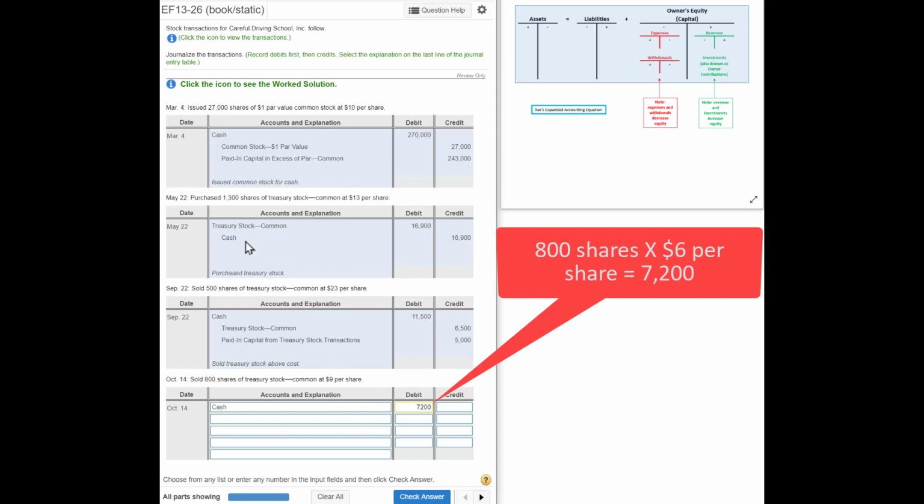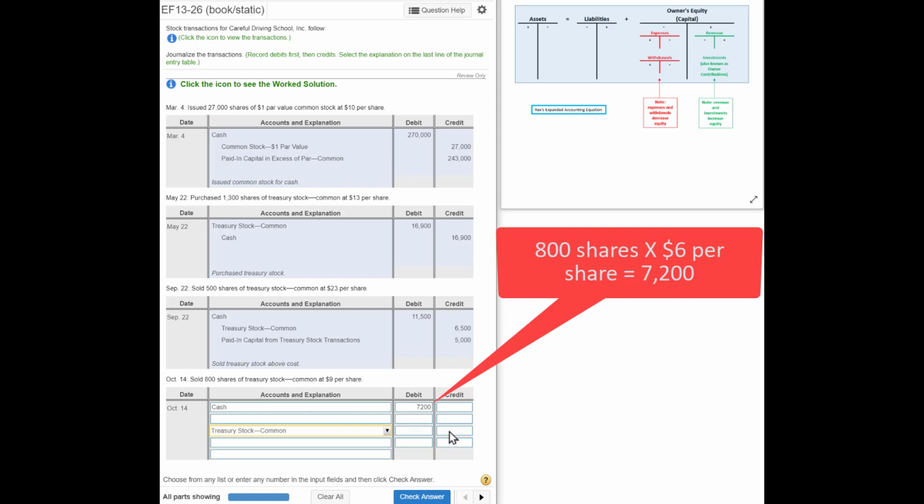Now, which way does this treasury stock account go? Well, remember, up here where we bought it, we debited it. So again, to make this account go down, since we sold some treasury stock, we have to credit it. So treasury stock is going to be credited. I'm going to skip a line and you'll see why in just a minute.